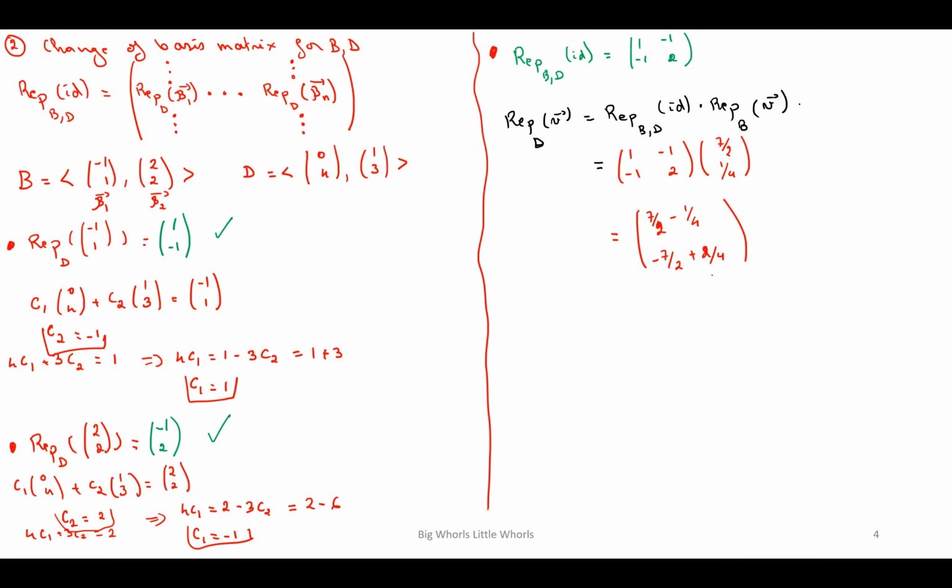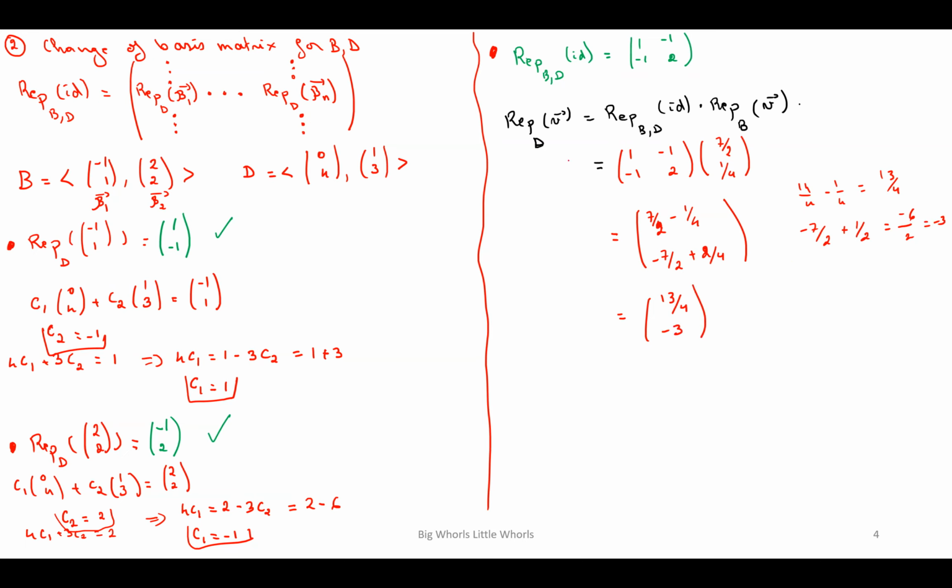So allow me to write it that way. At the top here we have 14/4 minus 1/4, which is 13/4. At the bottom we have minus 7/2 plus 1/2, which is minus 6/2, which is minus 3.